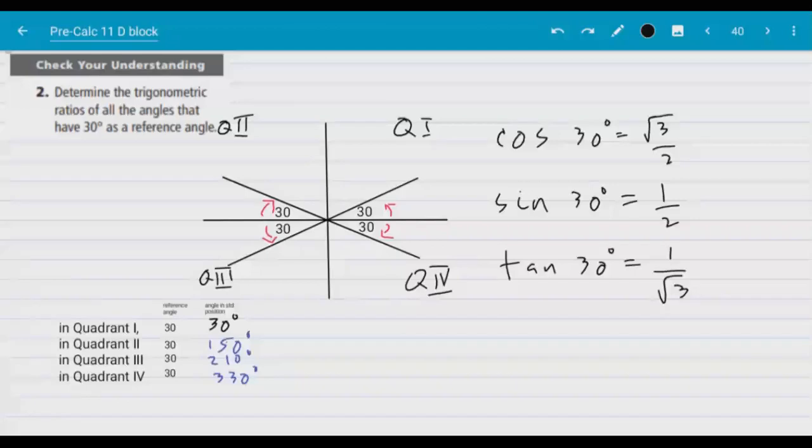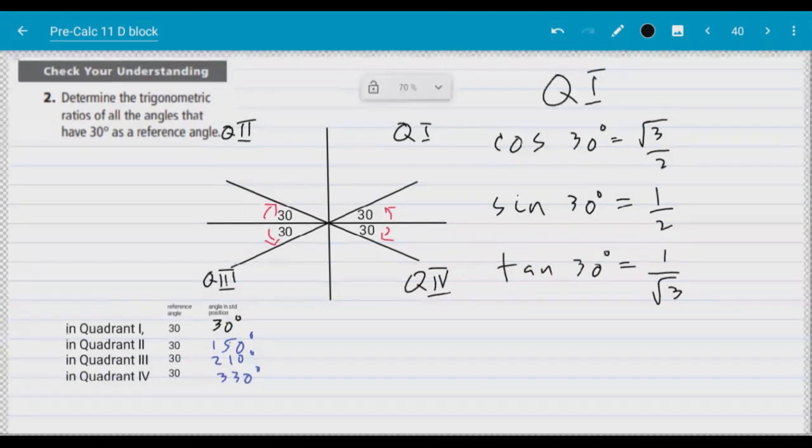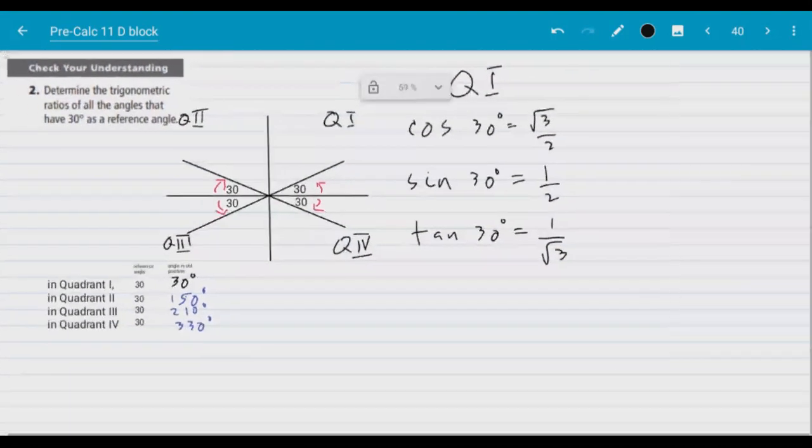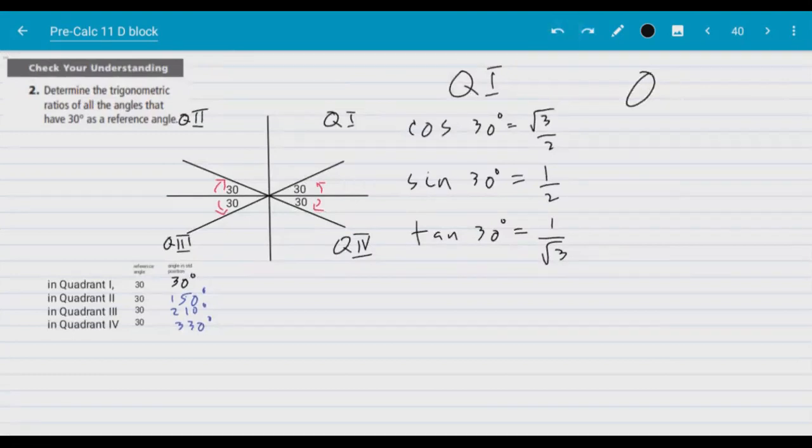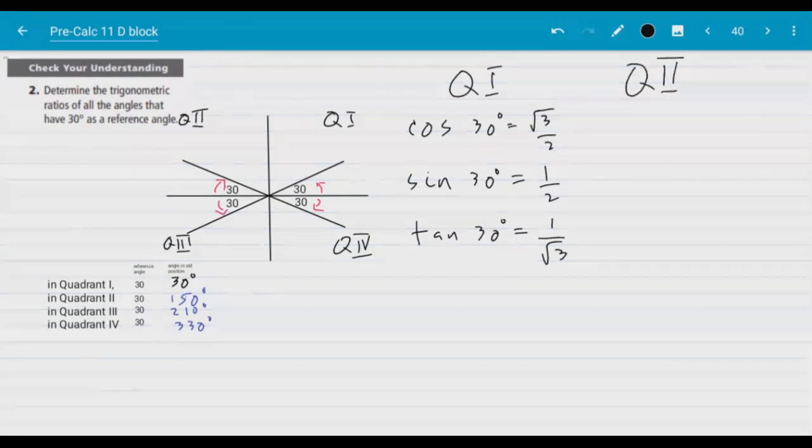Now, what about in quadrant 2? So this is quadrant 1, because it says determine the trig ratios of all the angles that have 30 degrees as a reference angle. So in quadrant 2, what would be that angle that would have 30 degrees as a reference angle? We already saw it right here.